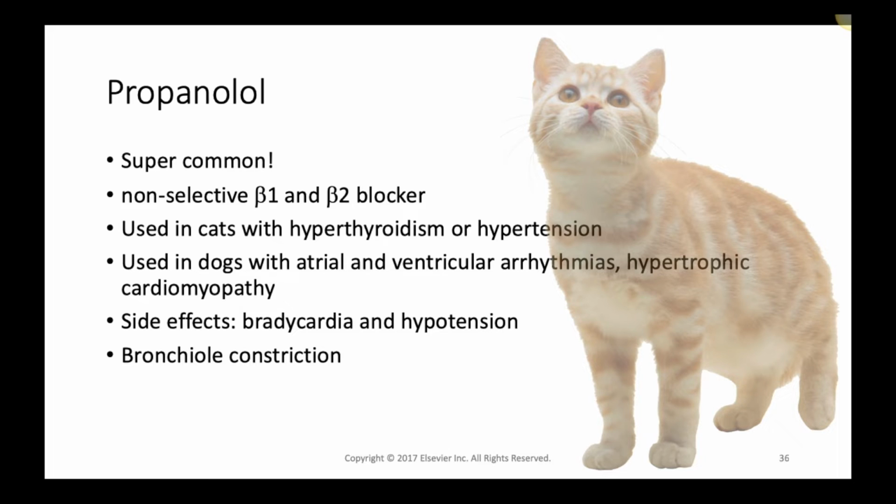Side effects could be bradycardia, hypotension, and bronchial constriction. Because it's non-selective, it can cause that unwanted bronchial constriction because it's not only blocking beta-1 but also blocking beta-2. And beta-2, don't forget, is responsible for bronchial dilation. So therefore, the constriction of the parasympathetic nervous system sets in. Okay, so again, we're blocking one system, you start to get effects of the other system showing up.